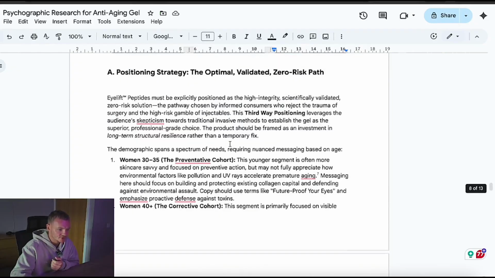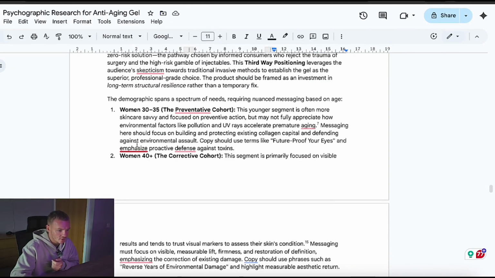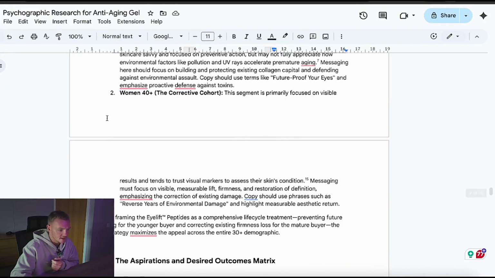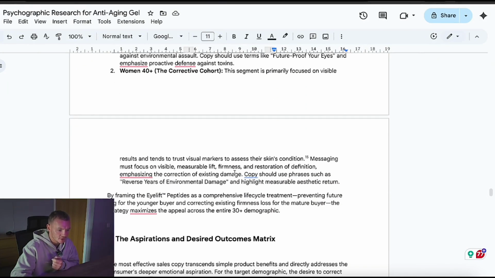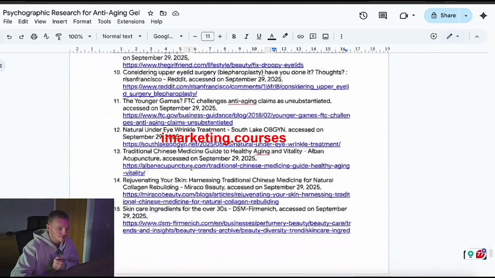So we've got an absolute ton of stuff in here. And look at this, it's given us two different cohorts: women 30 to 35, a younger segment, skincare savvy, they know more, and then women 40 and up, primarily focused on visible results and tending to trust visual markers. But yeah, we've got a bunch of stuff in here.